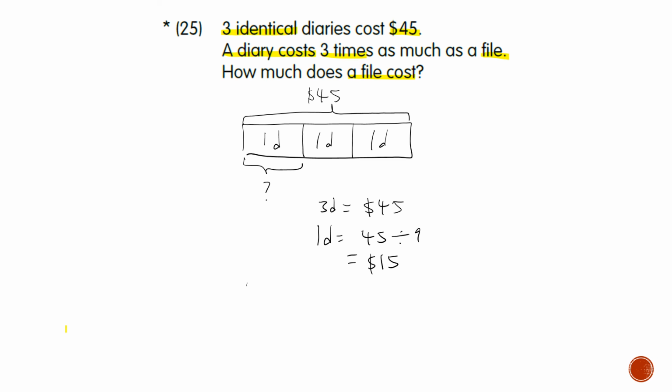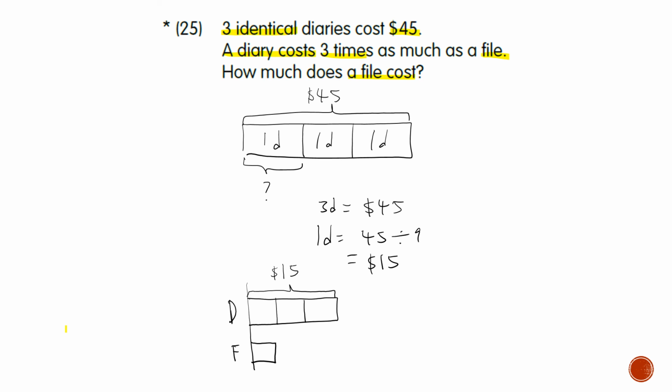Now, $15 for one diary. Now, a diary, and another model you got to draw. A diary costs 3 times as much as a file. So over here, this is a diary. Okay, look at how I'm using my labeling. This is 1D, 1D, 1D, small d. Now this is a big D, but they are the same letter. They're referring to the same thing. If you put 1U, 1U, 1U, and 1U, 1U, 1U here, you'll be very confused later on. So use the letters that are associated with the item that you're talking about.